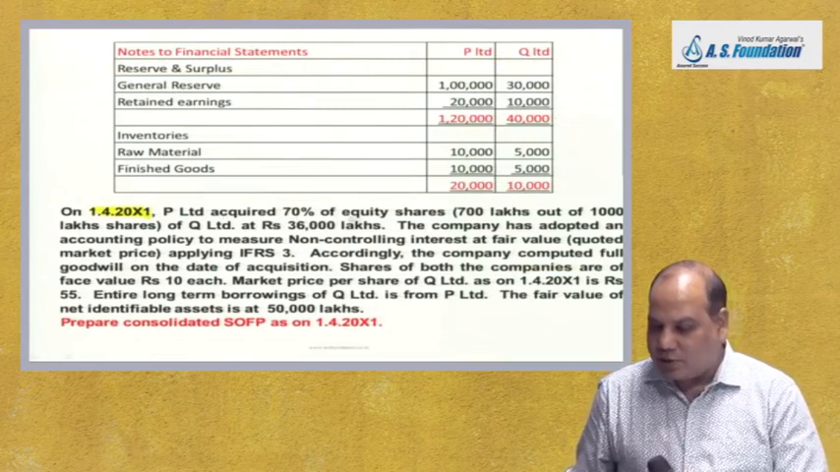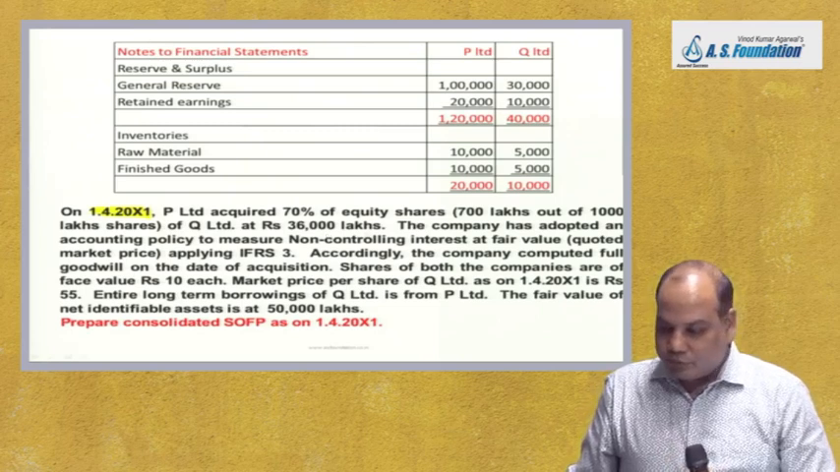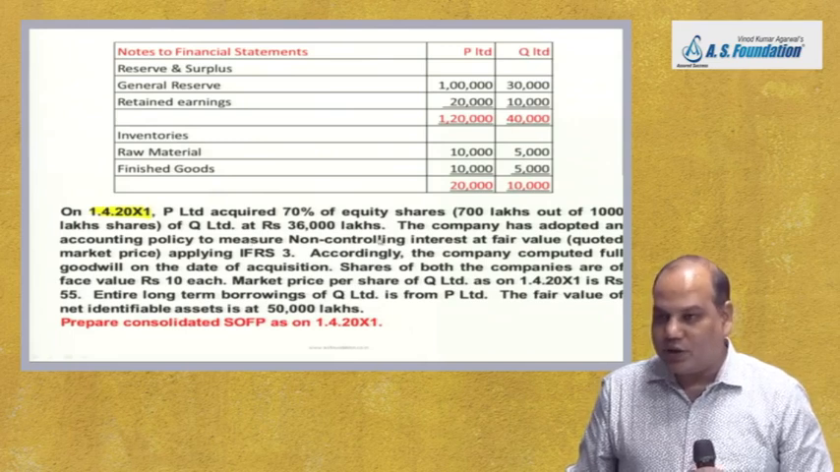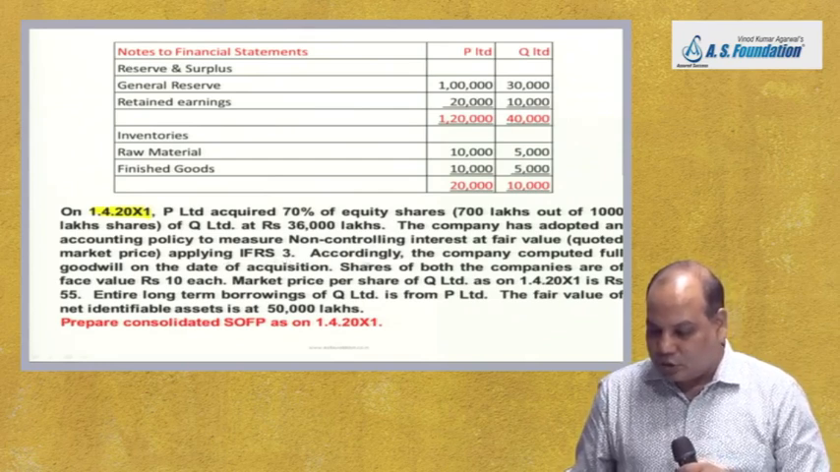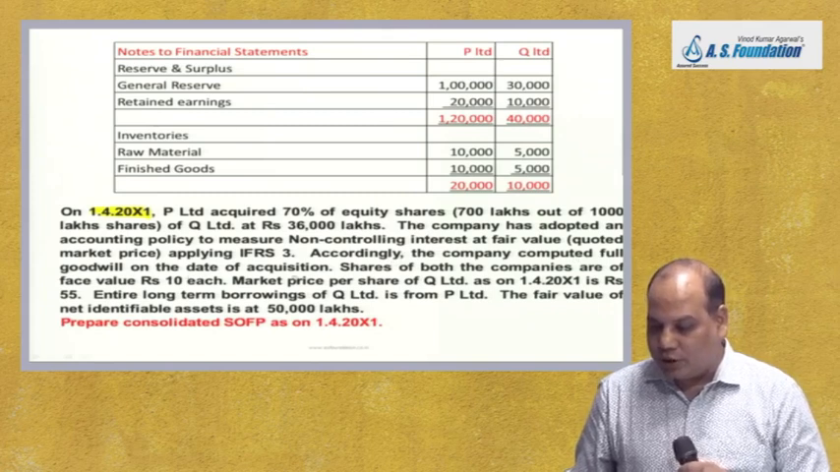P Limited acquired 70% share, which is equal to 700 lakh out of 1000 lakh of Q Limited for 36,000 lakh. No problem. The company has adopted an accounting policy to measure NCI at fair value, that is quoted market price, applying IFRS 3. Accordingly, the company computed the full goodwill on the date of acquisition.